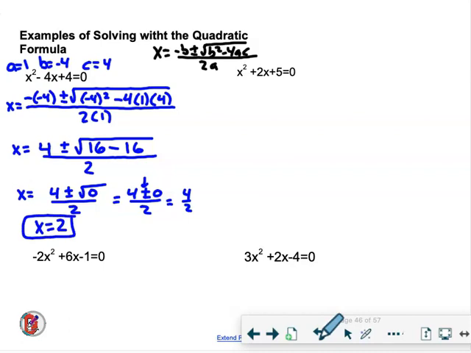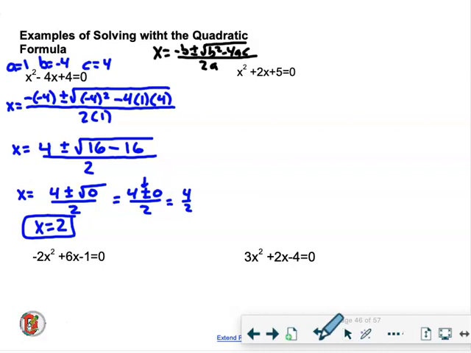So there's one solution to that equation at the top. If I plug in 2, I get out 0. And you could plug it in and check. We have 2 squared, which is 4, minus 8 is -4, plus 4 is 0. So you can plug those back in.